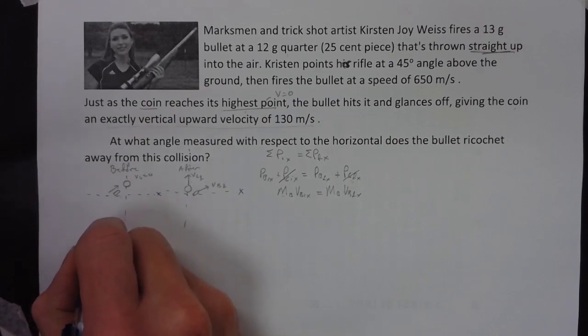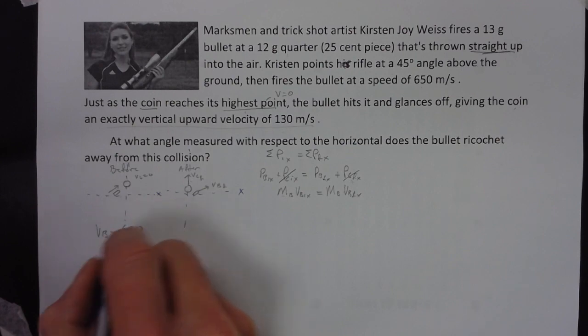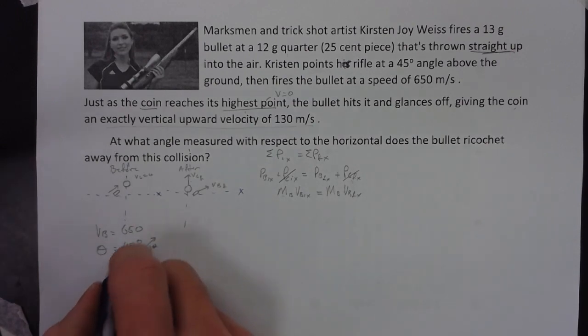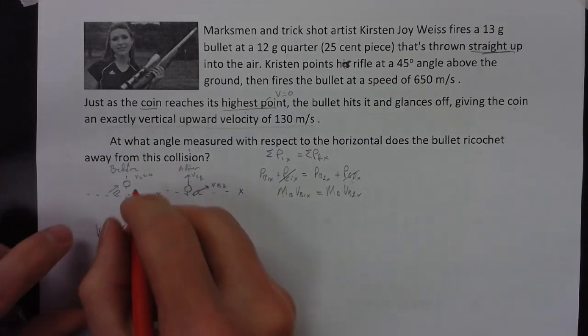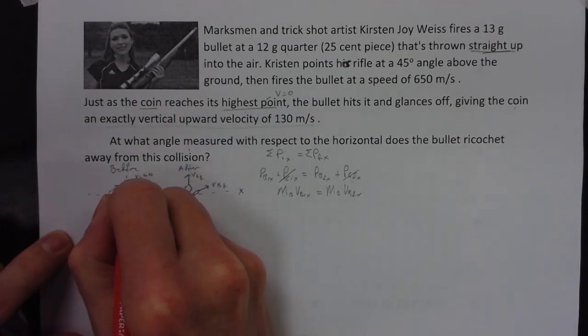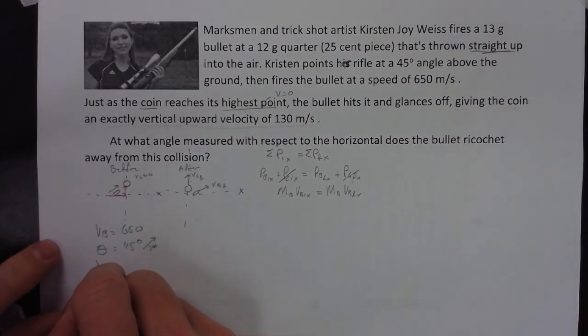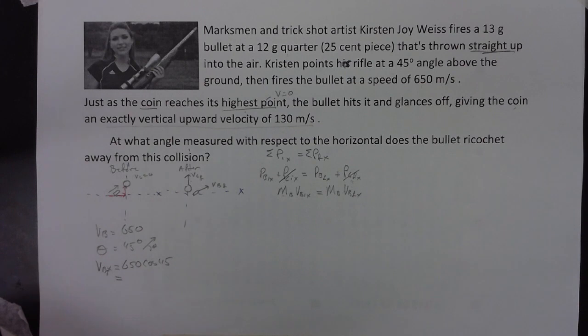Vx and Vy. We know the velocity of the bullet initially is 650. We know the angle that it's at is 45 degrees above the horizontal. That way. So the x component is this part right here. That's our x, and then that'll be our y. So that's adjacent to that 45-degree angle. So the velocity of the bullet x initially is 650 cosine 45. Plug that into our calculators, and we get 459.62, we'll say.